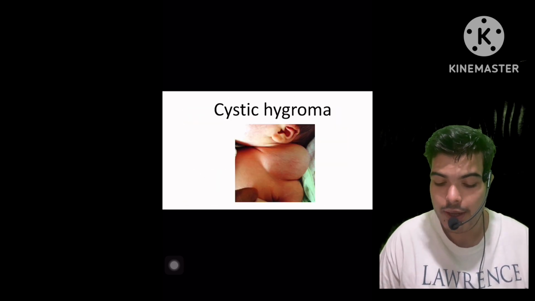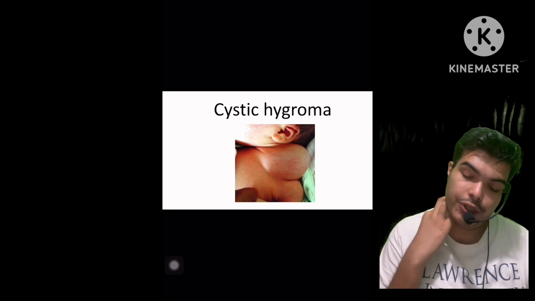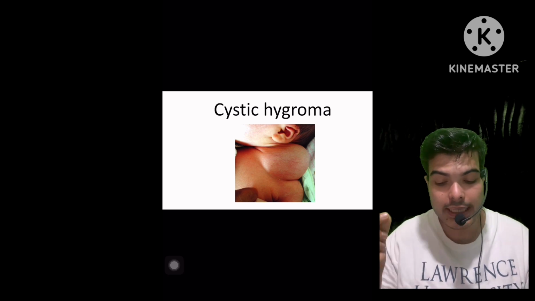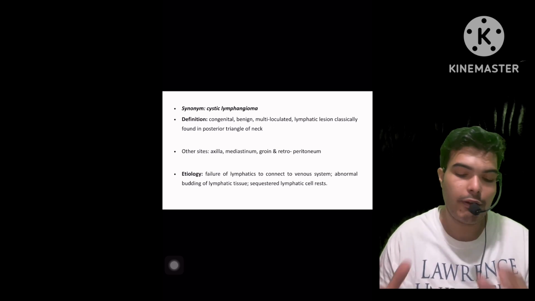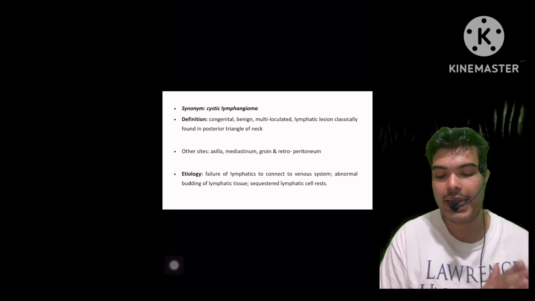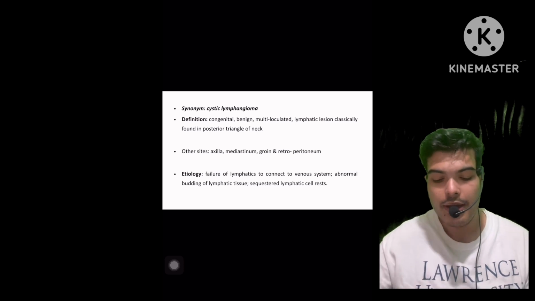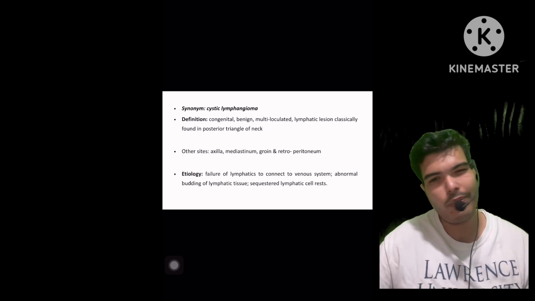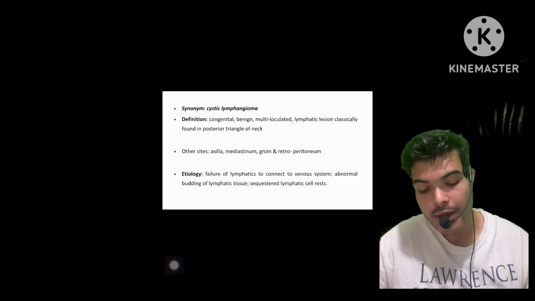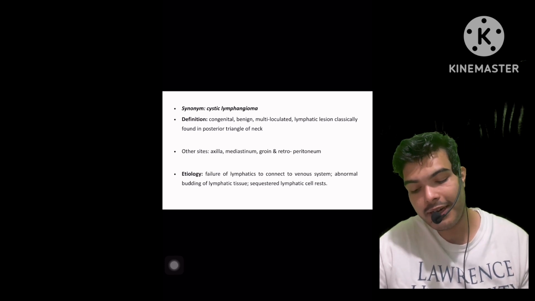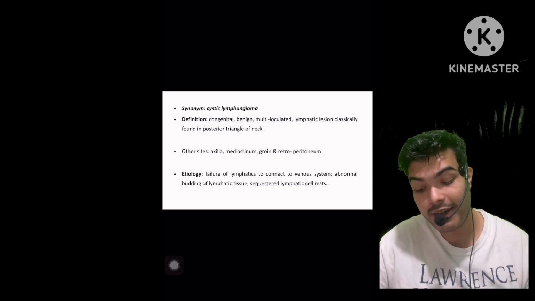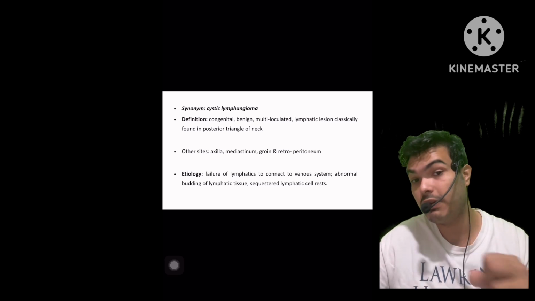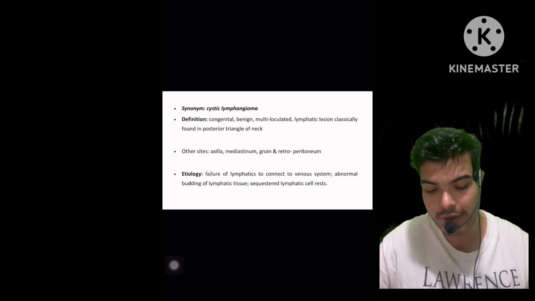Cystic hygroma. Swelling at the posterior triangle of the neck, and it's a congenital benign multiloculated lymphatic lesion. It's found in the posterior triangle of the neck. Other sites are AMIR, okay? Axilla, mediastinum, groin, inguinal, and retroperitoneal. Failure of lymphatics to connect to the venous system, and abnormal budding of the lymphatic tissue sequestrated by the lymphatic cell rest. It means sequestration of the lymphatics.